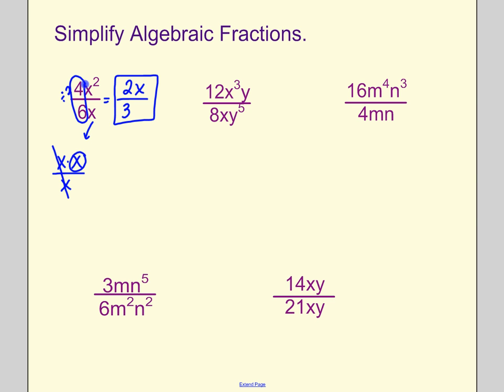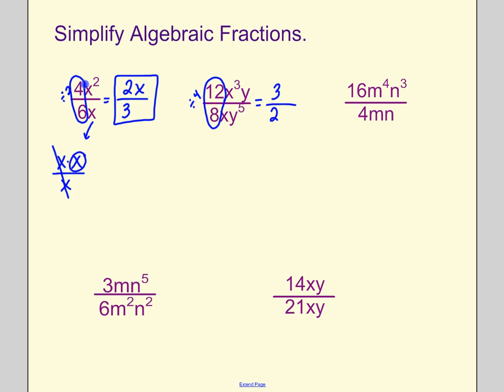Alright, so moving on. 12 x cubed y over 8x y to the fifth. First look at 12 over 8. How can we reduce a 12 over 8? Well, let's divide them both by 4. 12 divided by 4 is 3. 8 divided by 4 is 2.